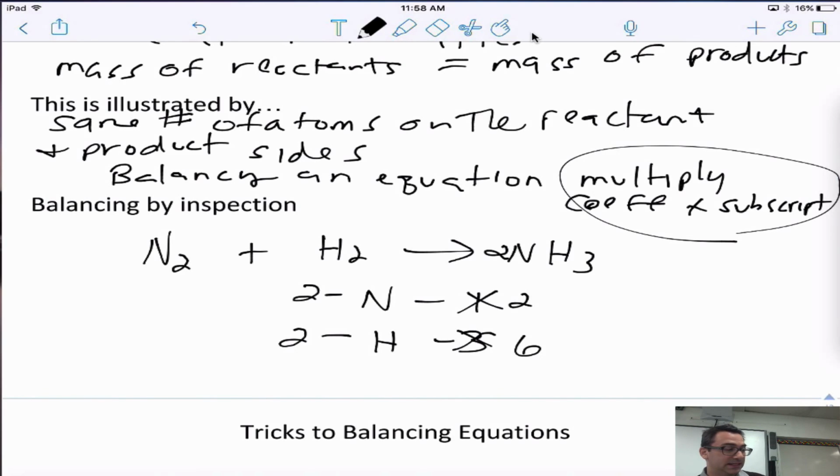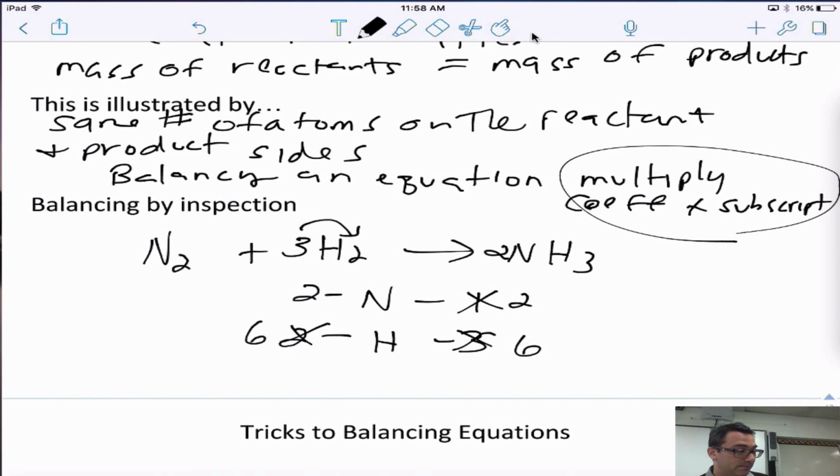And so now I need 6 H's on the other side. If I put a 3 in front, 3 times 2 would give me 6 H's. And now I just do a quick run through. 2 N's on the left, 1 times 2 is 2. 2 N's on the right, 2 times 1 is 2. On the left, 3 times 2 is 6 H's. On the right, 2 times 3 is 6 H's. So I have a balanced equation, I'm done. I have the same number of atoms on each side.